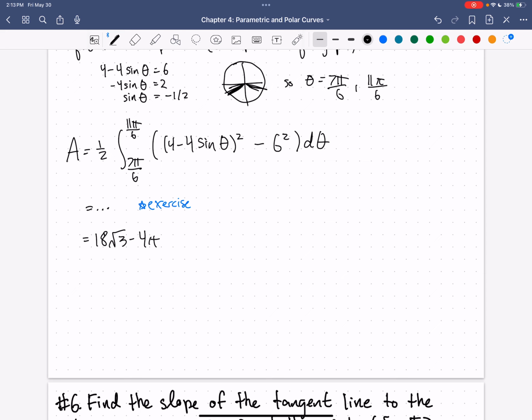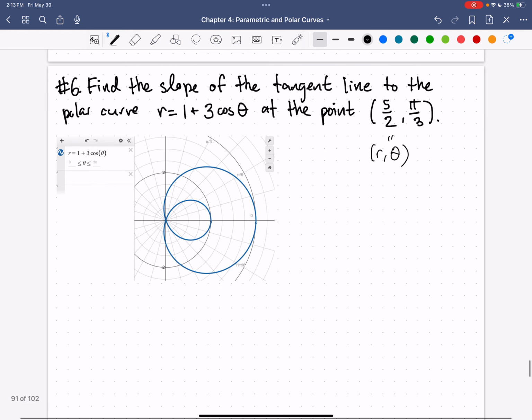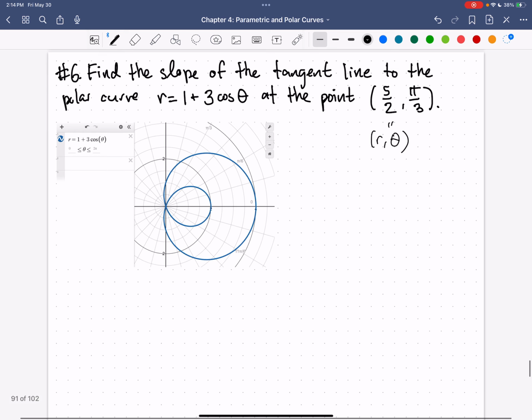Let's do another. We want to find the slope of the tangent line to the polar curve r equals 1 plus 3 cos theta at the point 5 over 2, pi over 3, where this point is in polar form, not an xy point. We're given this graph. We don't really need it here. I'm just including it for fun. But let's do this problem.